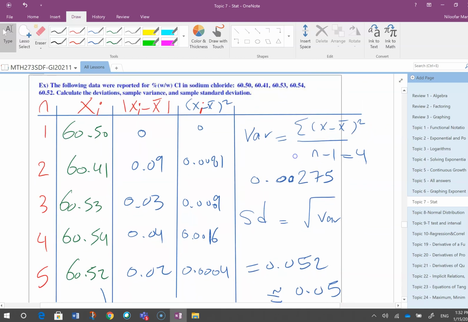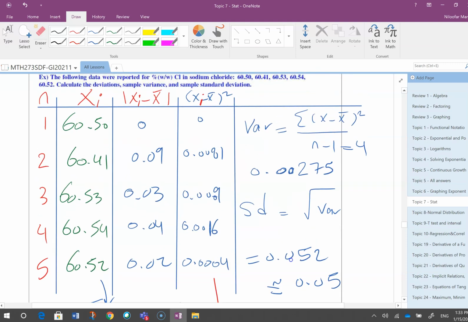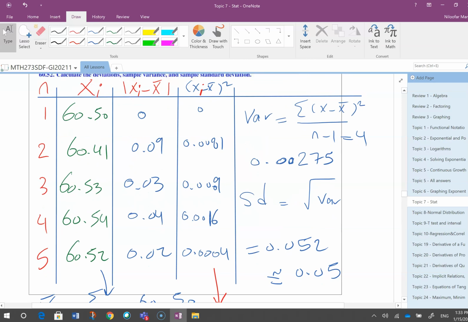And then I add them all. See, here I add them all. For this one, I add them all. When I add them all, then I divide by 4. Why 4? Because n minus 1. This will be variance. This is variance. Then if I use radical, this is a standard deviation, and here I am rounding the answer.